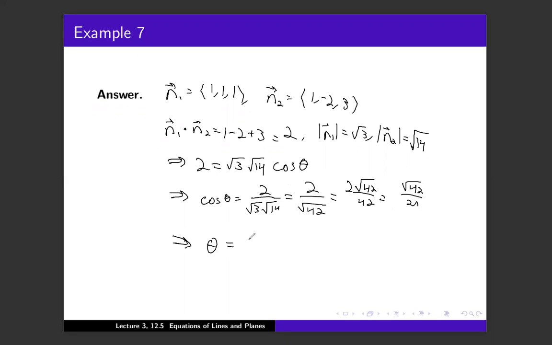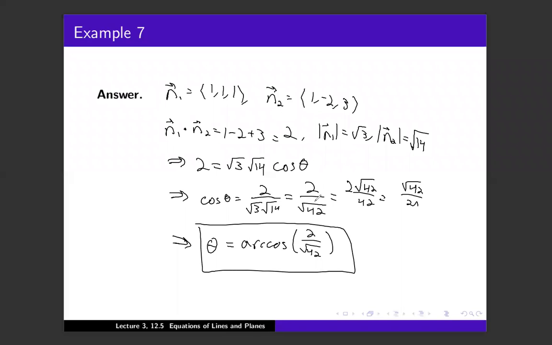Either way, theta is simply the inverse cosine of 2 over root 42. And that's about the best you can do. We're not going to ask you to do any ridiculous calculations. You can just leave it in that formula. If you really needed to, you can figure out what the decimal expansion is, but we're not going to worry about that too much. You're not going to need to do any calculation beyond this point on one of our exams, for example.